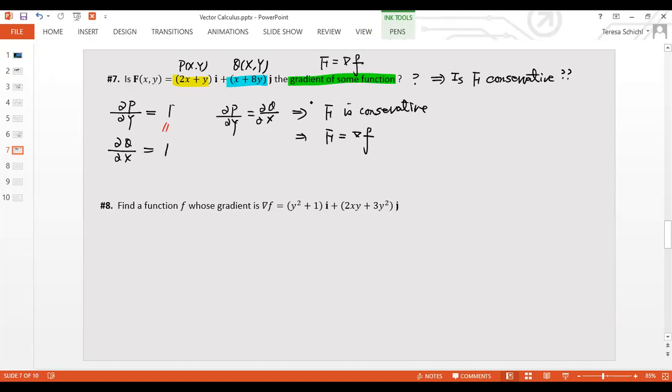Okay, so then we have the remaining few problems, and we're going to wait for the next video. In the next video we're going to show you how to find this function, because if I can find this function f, then when doing line integrals I can just plug in the endpoints instead of changing to the parametric form and all those things, right?